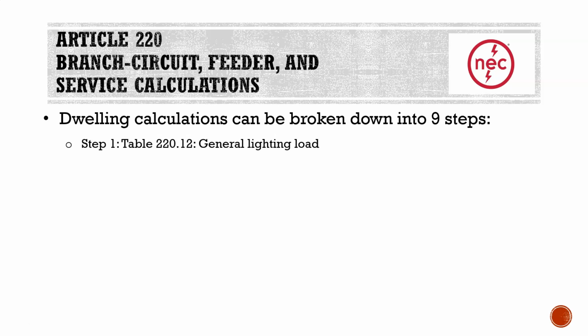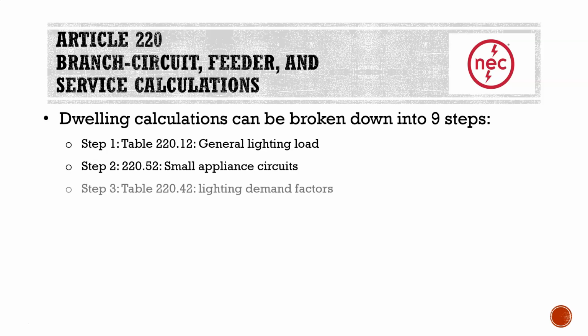Our first step is going to be looking at Table 220.12, which is our general lighting load. Our second step is going to be looking at Article 220.52 for our small appliance circuits. Step 3, we're going to be looking at Table 220.42 for our lighting demand factors. Step 4, we're going to look at 220.60, which is our non-coincident loads, and as I said, it will make more sense. The main one we deal with for that step is AC versus heat. You're never going to be running the AC in your home at the same time you're running your heat.